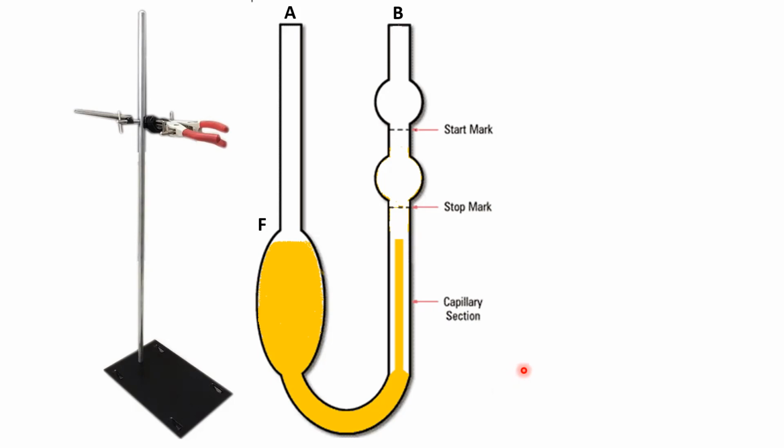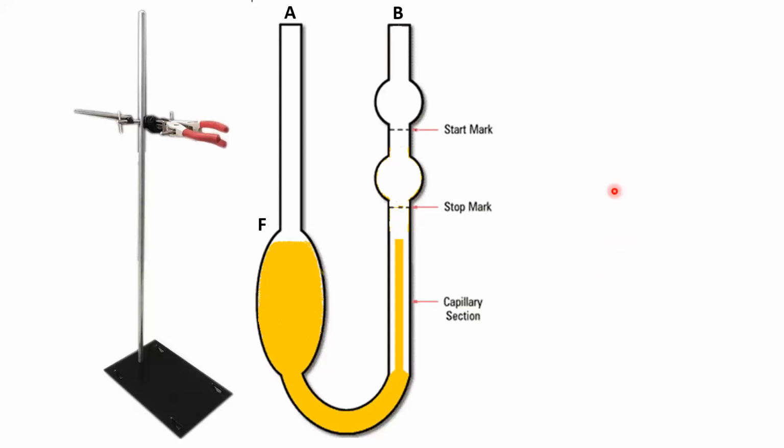So before starting the experiment, you have to thoroughly clean this Oswald viscometer using warm water, or you can use acetone if required. Then mount this Oswald viscometer vertically using this clamp on a stand.